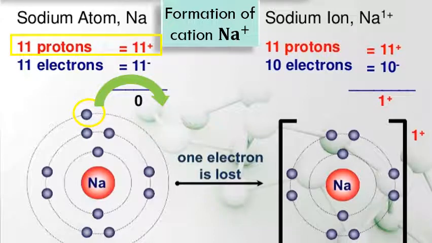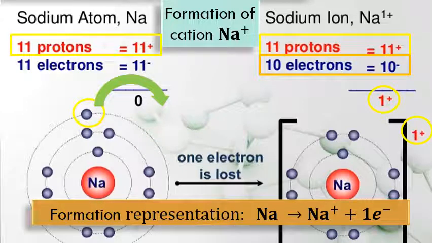Okay, so initially I had 11 protons, and the same goes for the ion. When the Na lost that electron, look, it has only 2 shells now, okay? So it lost the last electron. Initially it has 11 electrons. Now after it lost 1 electron, they became 10. So 11 plus and 10 minus, how much will they be? Of course 1 plus. So the difference is 1 plus. I have 1 more proton than electrons. So the Na will carry a plus 1 charge.